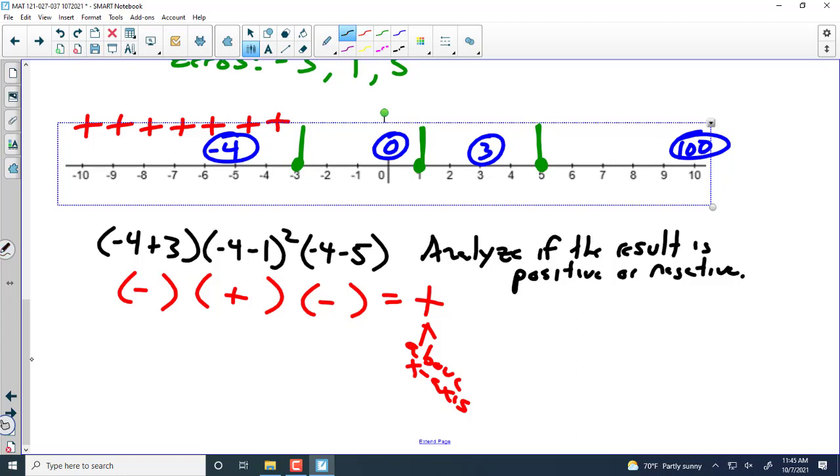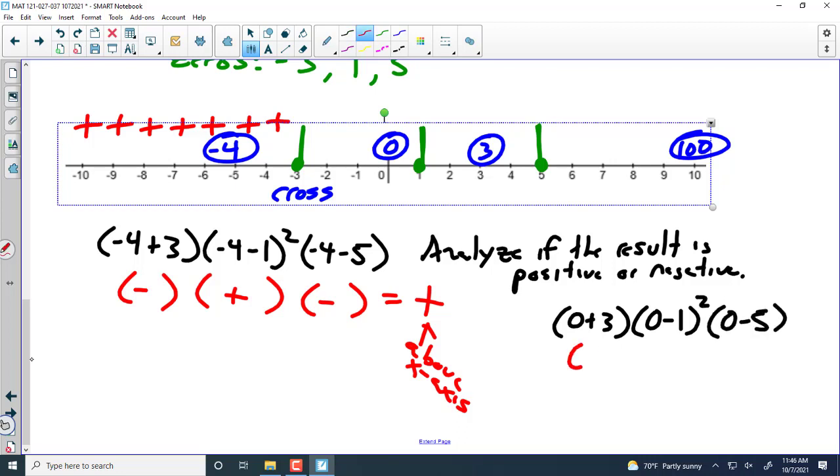Now, at this point, class, you can either use the rules of crossing and bouncing to decide if you change, or you can actually plug in all your sample numbers. For instance, I know that we cross right here. And if I cross, what should this part be, above or below? It should be below because we were above. But what you could also do is plug a 0 in here, and use 0 plus 3, 0 minus 1 squared, and 0 minus 5, which would give me a positive times a positive times a negative, which is negative, which is below.